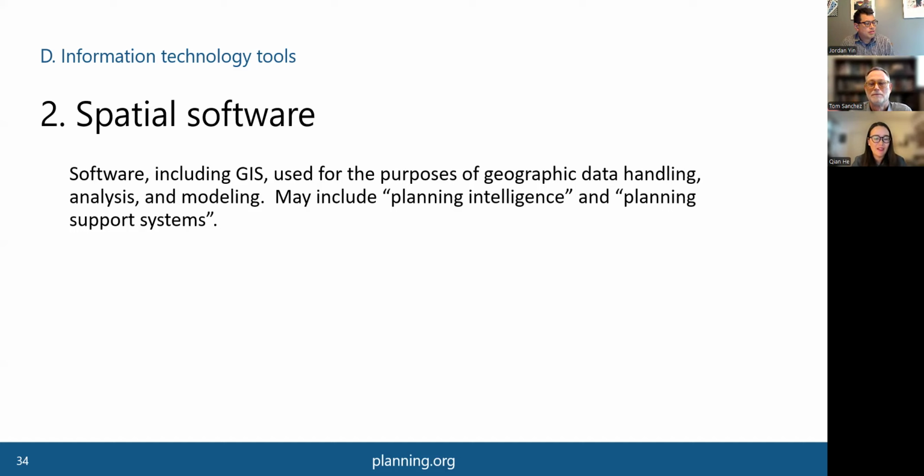And spatial software, including GIS, which is Geographic Information System, can be used for the purposes of geographic data handling, analysis, and modeling. So these are very important terms for planners to get familiar with. They may include terms such as planning intelligence and planning support system. Understand what the commonly used spatial software are, such as GIS, which is the acronym for Geographic Information System, and also other open source software such as QGIS, and really understand the role of spatial tools in planning processes.